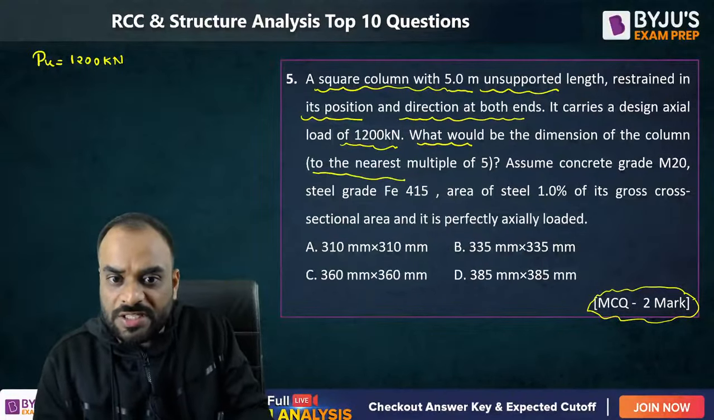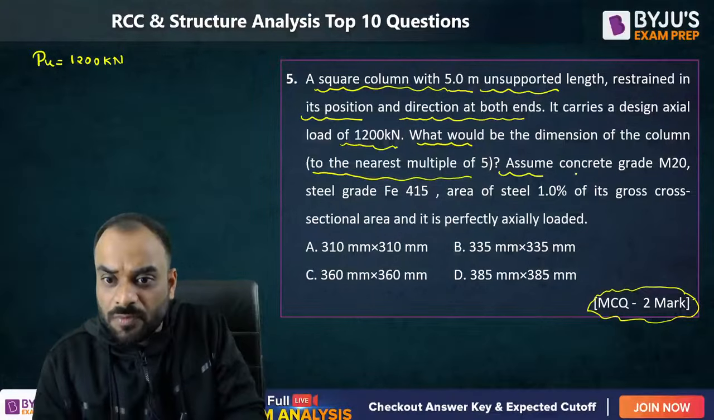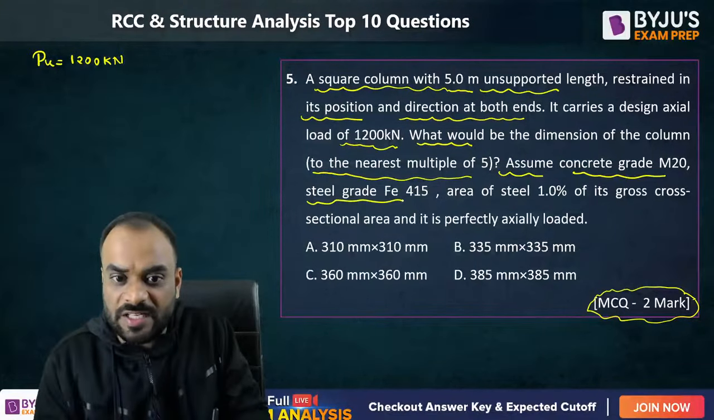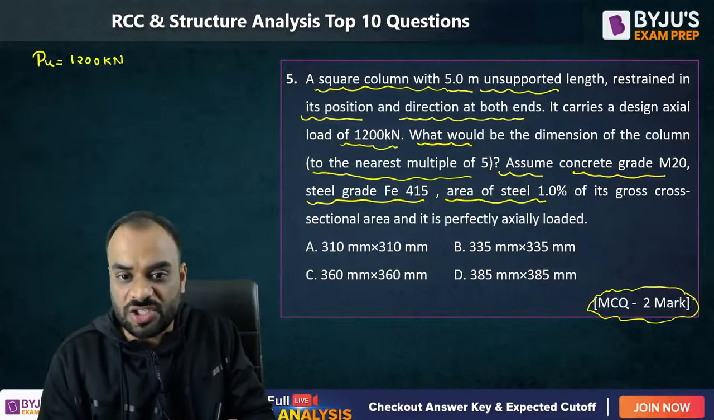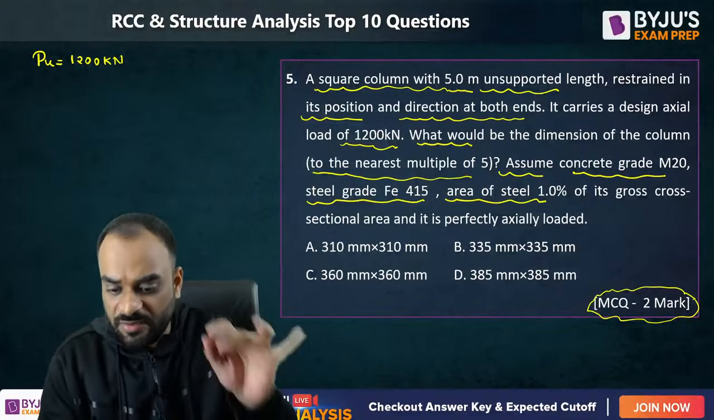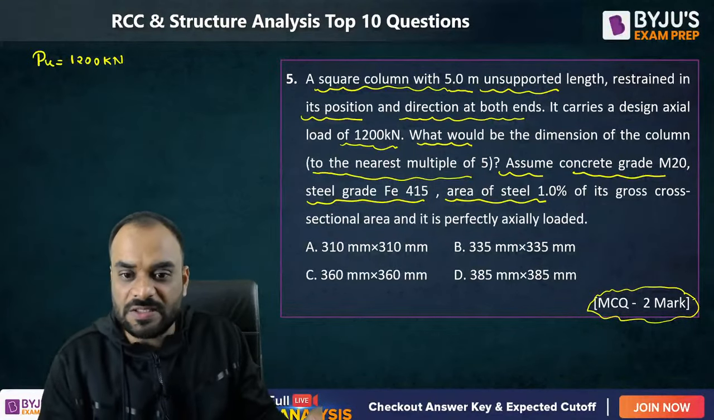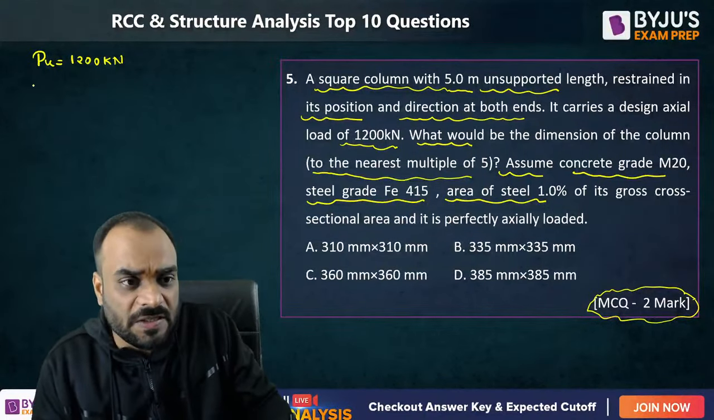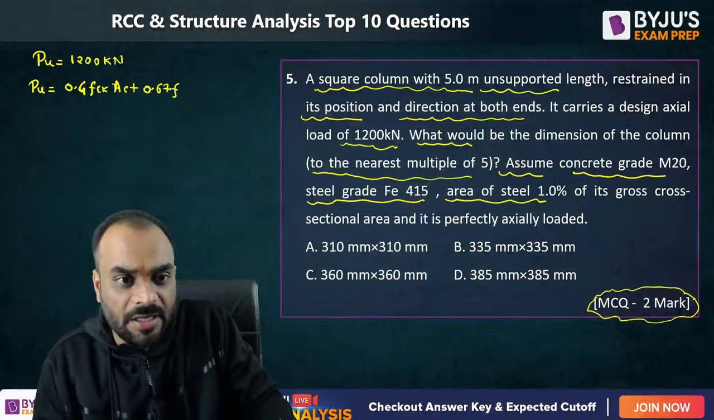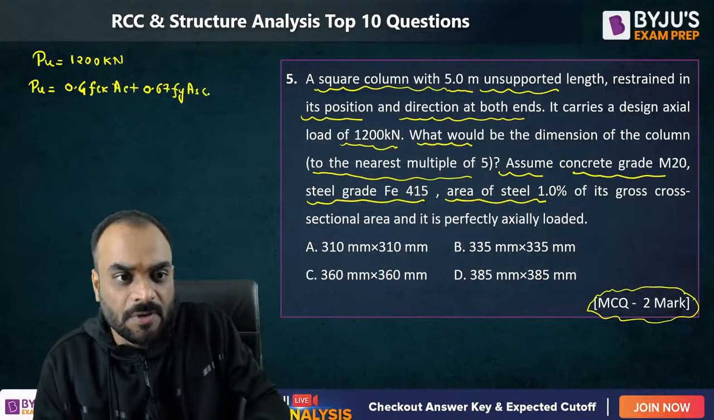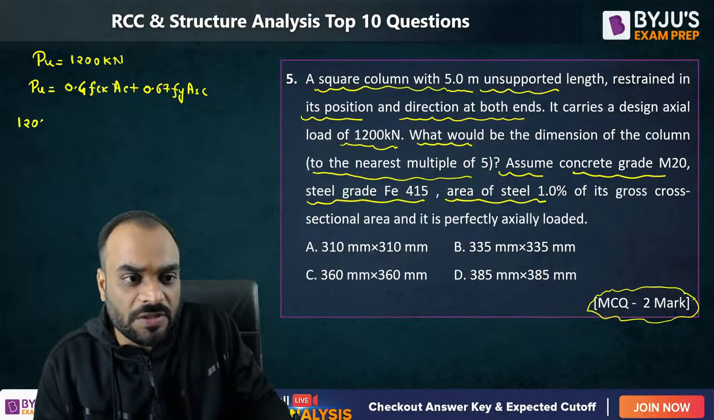To the nearest multiple of 5, assume concrete grade 20, steel grade 415, area of steel 1% of the gross cross-sectional area, right? So this is given to us. Now tell me guys, in this particular case, can I write here Pu is equal to 0.4 fck into Ac plus 0.67 fy into Asc, right? So this value is already given to us.